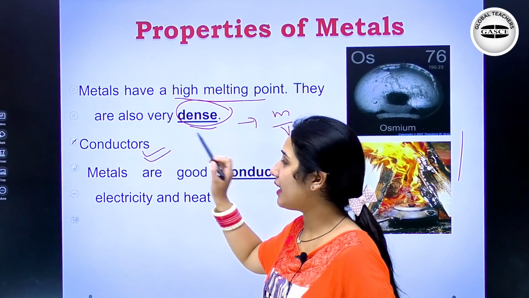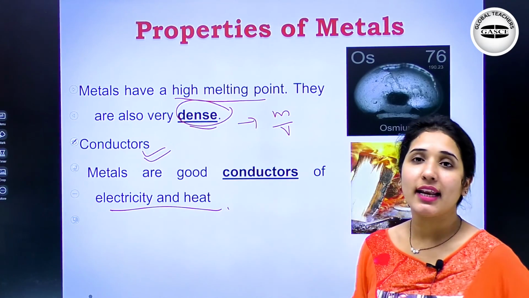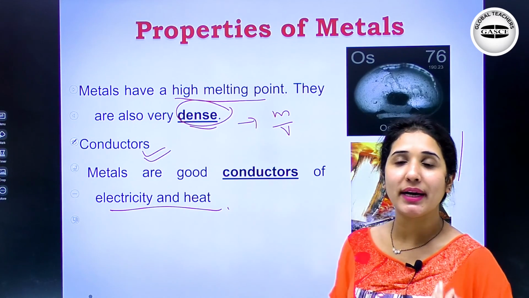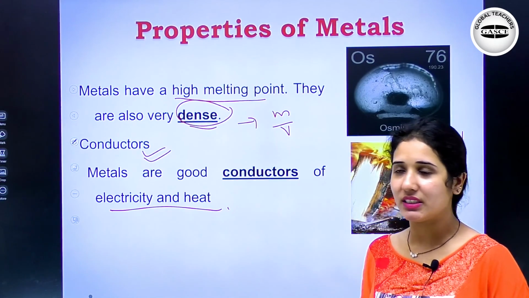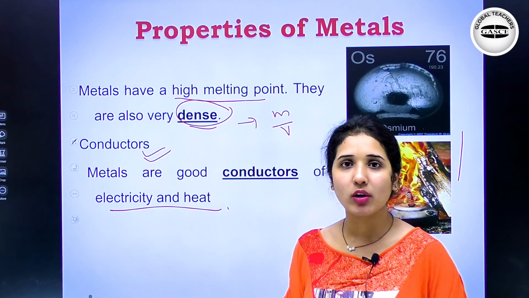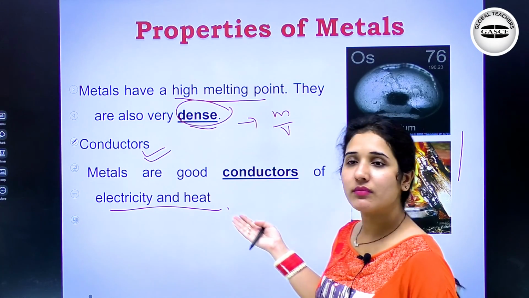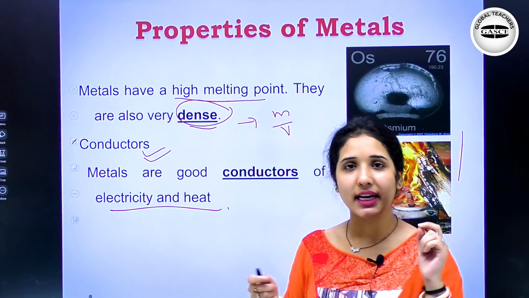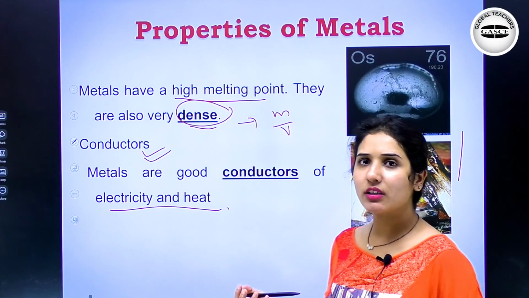Next is conducting nature. They are very good conductors of electricity and heat. Like all the wires that we see in our home, they are made of metals. The outside coating is of plastic or PVC, just to avoid the shock that we can get if we directly touch the metal. The conductivity, whatever is happening inside the wire, is because of the metal. So they are very good conductors of electricity.